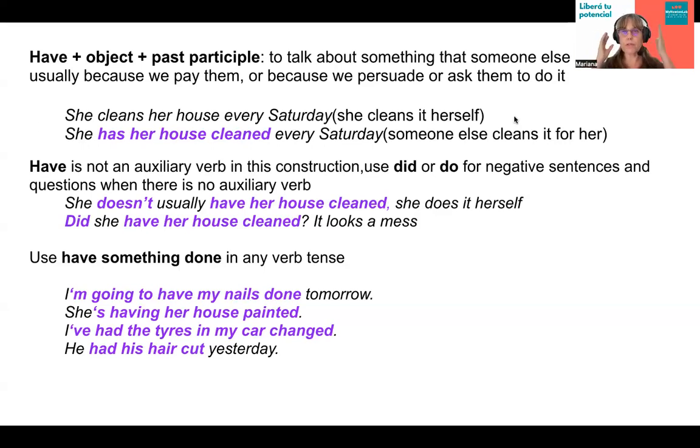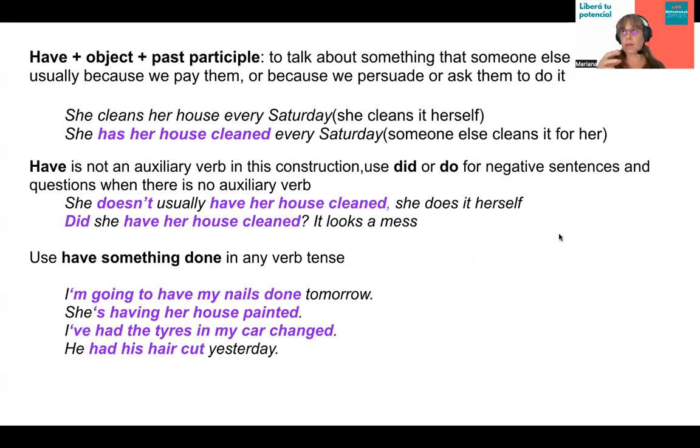Now, if you say, she has her house cleaned every Saturday, this means she has another person clean her house, okay? So here, it's very important to remember that have here is not an auxiliary verb in this construction. So we need to use do or the auxiliaries did, do, for negative sentences or questions. Like, for example, she doesn't usually have her house cleaned, okay?